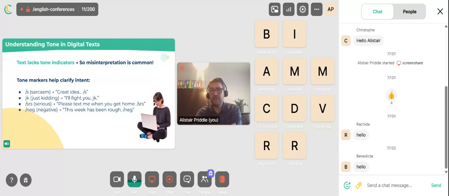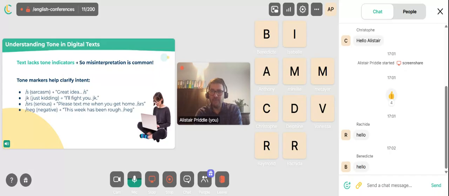So we have some examples here. /S, this is sarcasm. An example, great idea, /S. JK, just kidding. An example, I'll fight you. JK.